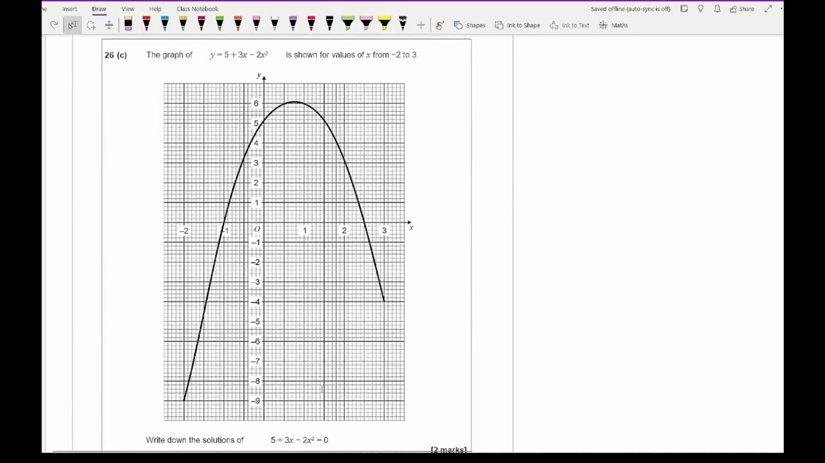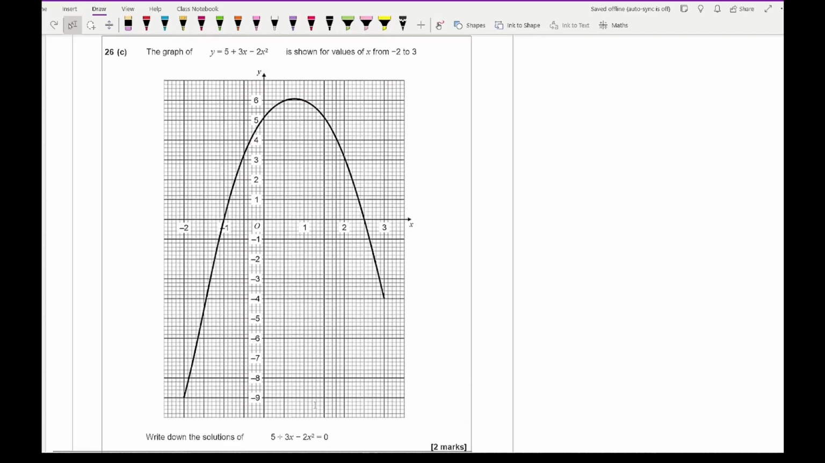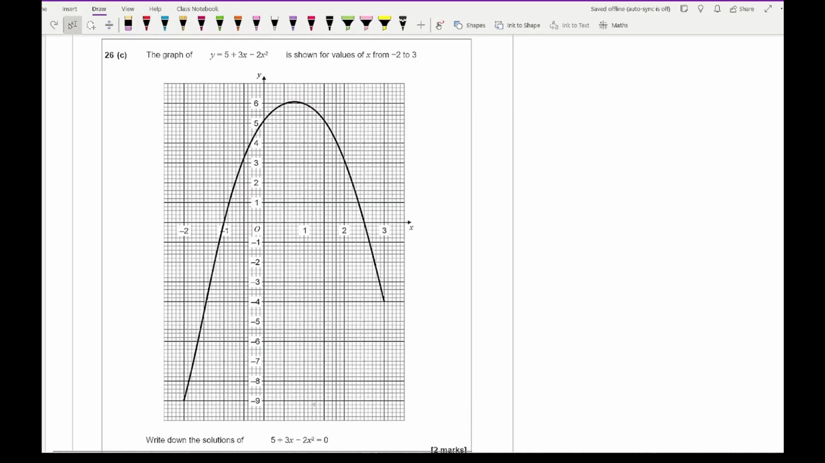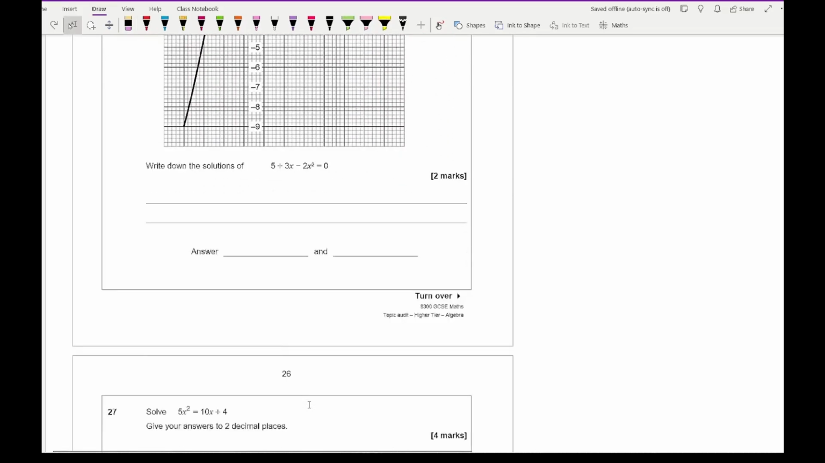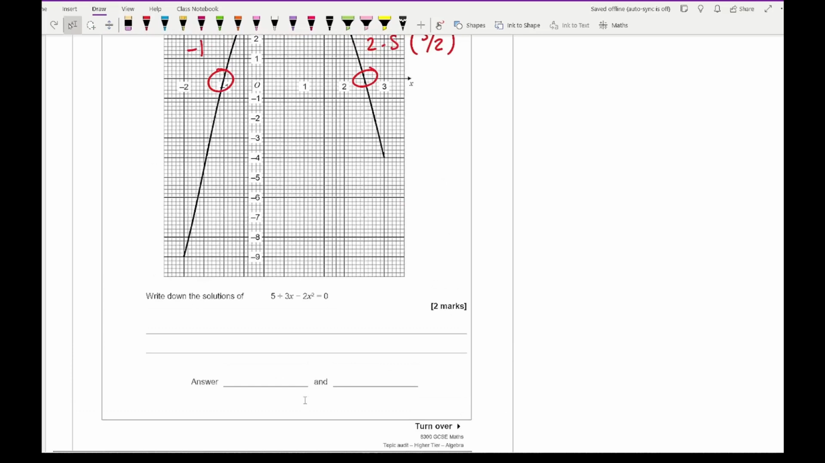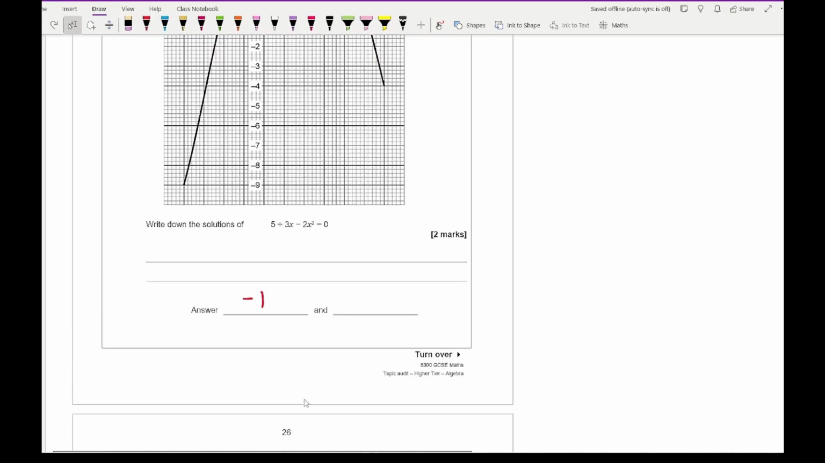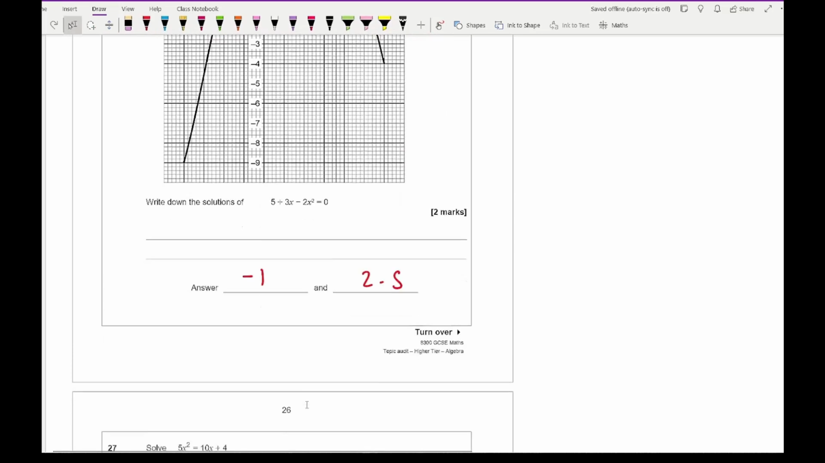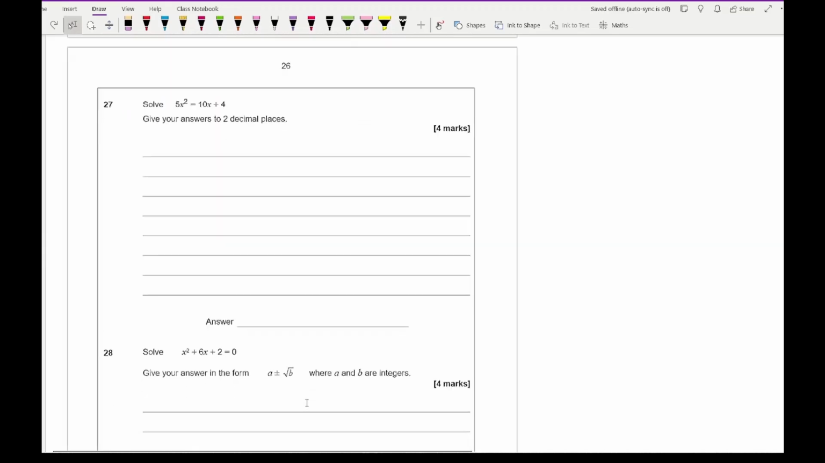Then moving on to question 22c, it says the graph of y equals 5 plus 3x minus 2x squared is shown for values of x between minus 2 and 3. And the question is asking us to write down the solutions when it equals 0. Now when it equals 0, basically we're looking for the roots. So we're looking for this value here and this value here. That's at minus 1, and this point here is at 2.5, or 5 over 2. So the two answers you then want to write are going to be minus 1 and 2.5.